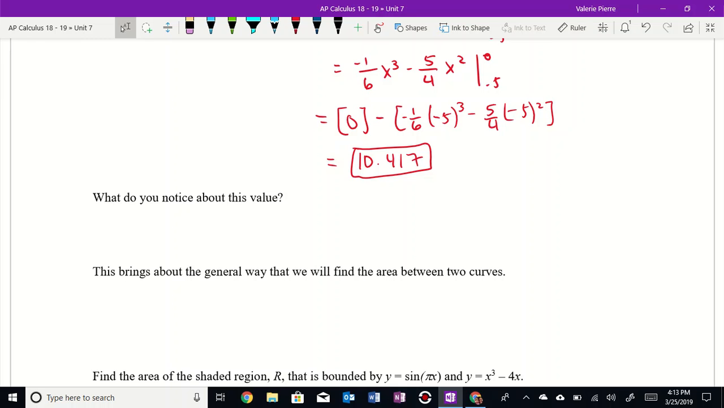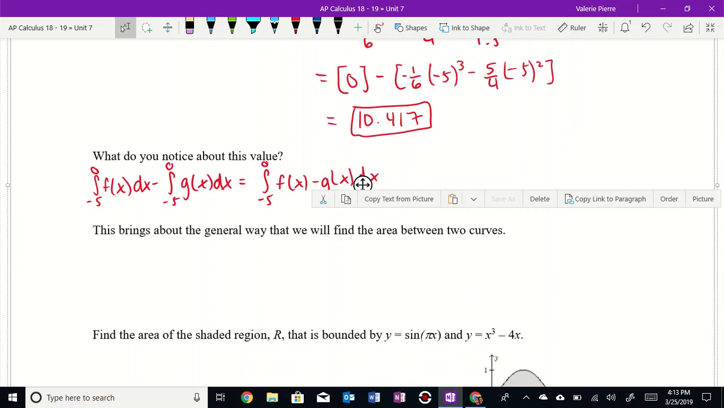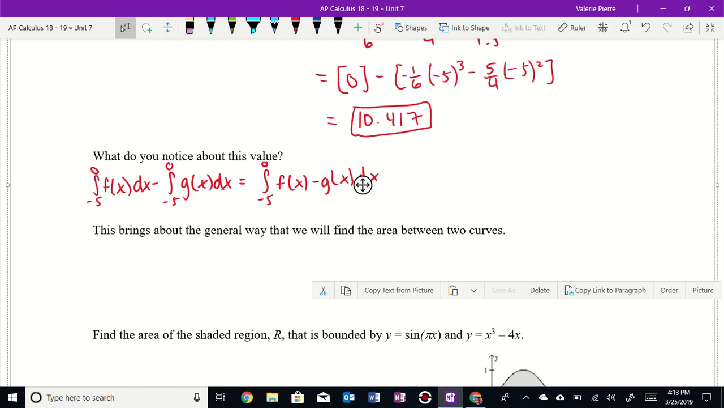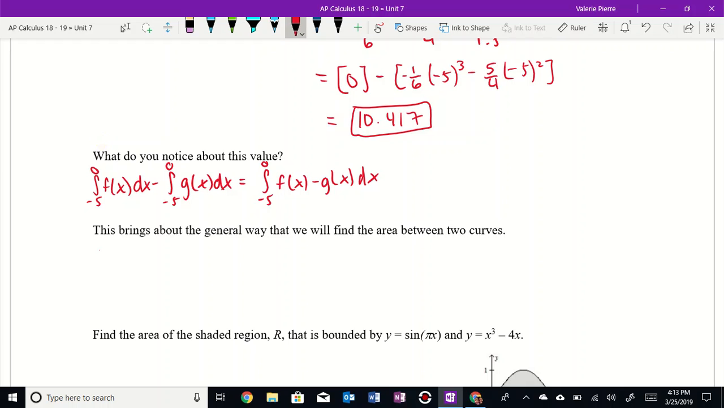So if we look back at the bottom of our previous page, we'll notice that those are the same values. So what we got when we did the integral from -5 to 0 of f of x dx minus the integral from -5 to 0 of g of x dx is the same as the integral from -5 to 0 of f of x minus g of x dx, because they both equal 10.417. So this brings about the general way that we find the area between two curves.